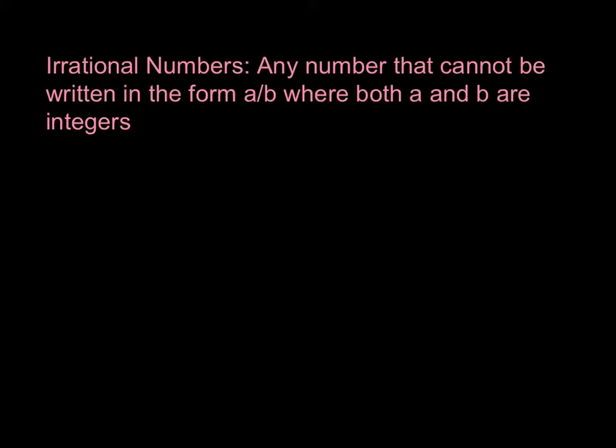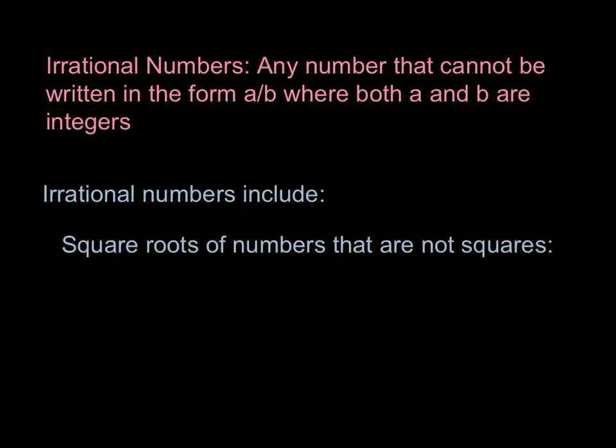The definition of irrational numbers is any number that cannot be written in the form a over b, where both a and b are integers. So what does that mean to us? Some examples of irrational numbers are the square roots of any number that does not have a square root. So for example, we could say the square root of 2, or the square root of 5, square root of 6. Since those numbers are not perfect squares, their square roots are irrational.